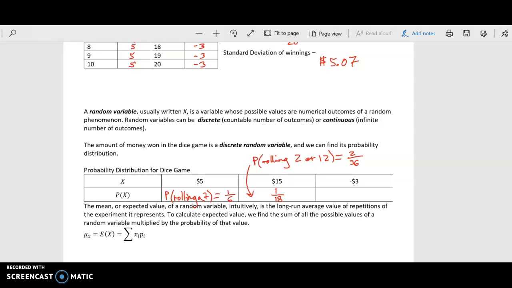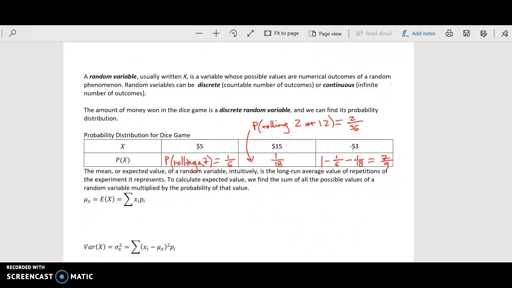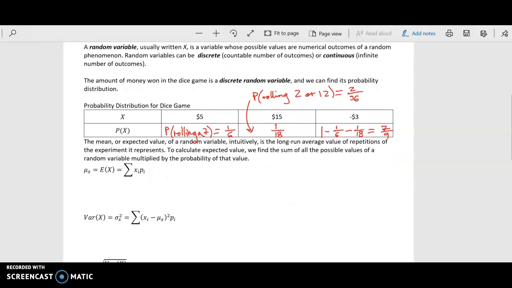Losing 3 is going to happen most of the time. So if we take 100% of the possibilities and subtract these other two options, we end up with the probability of losing 3. That's 7/9. So 7 out of every 9 times we ought to lose $3. We can find the mean and the variance of these, and using the variance we can find the standard deviation.